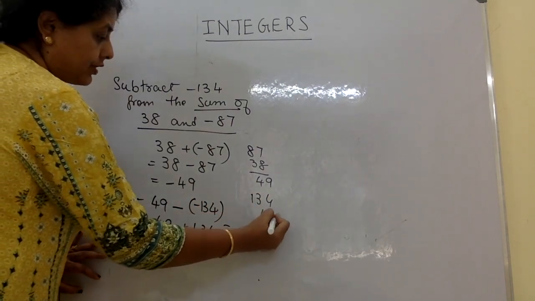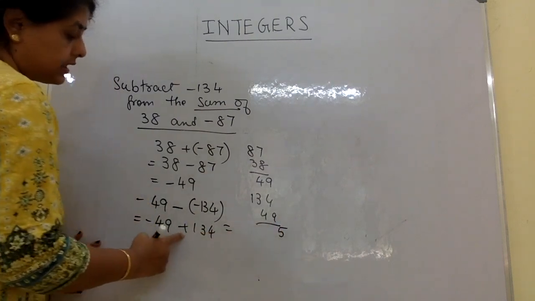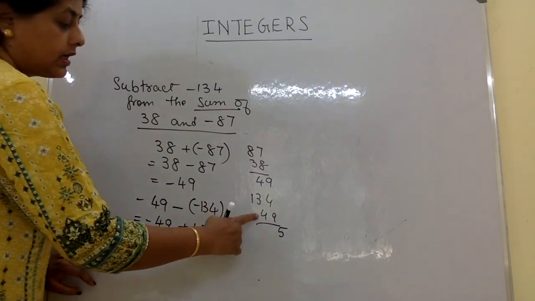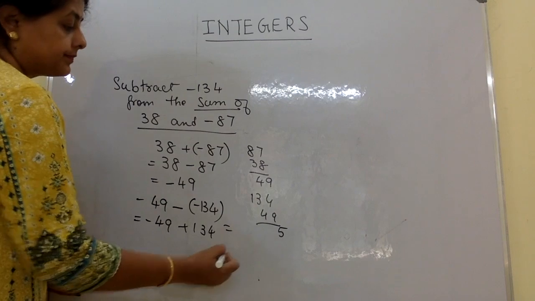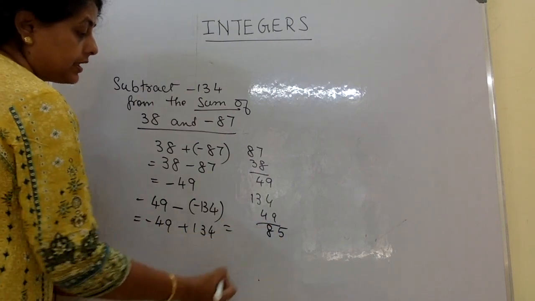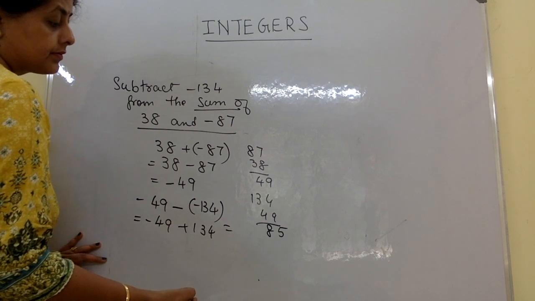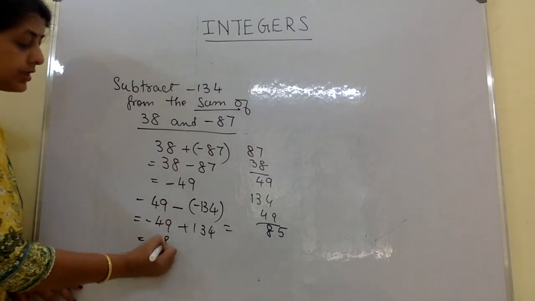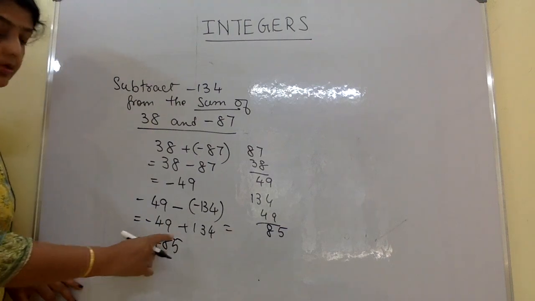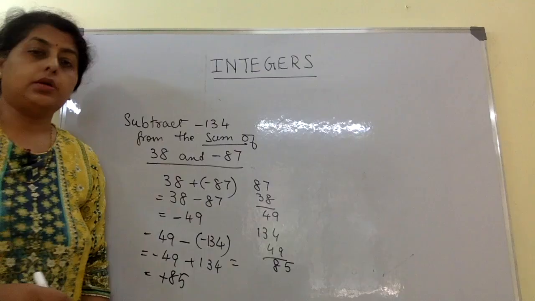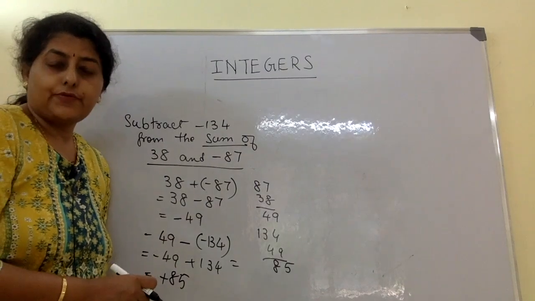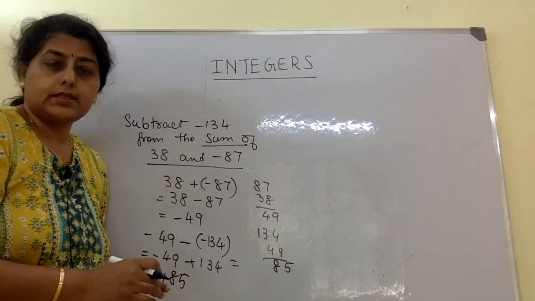That comes to how much? 134 and 49, subtract, because they have different signs, you have to subtract. So this is 5 and then 8, so 85. So it comes to 85 and plus, because this had the plus sign. So that is it from the chapter integers, first exercise.